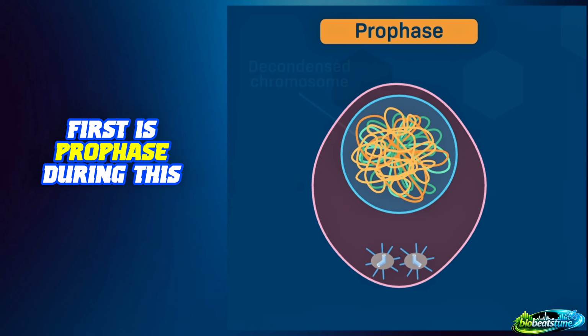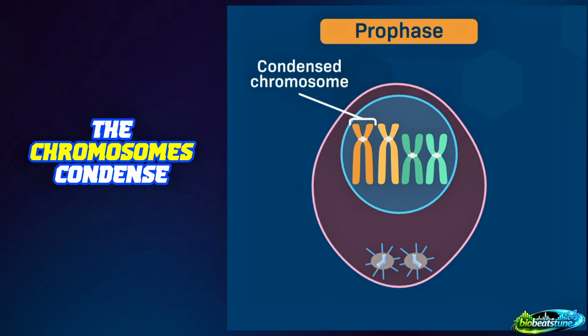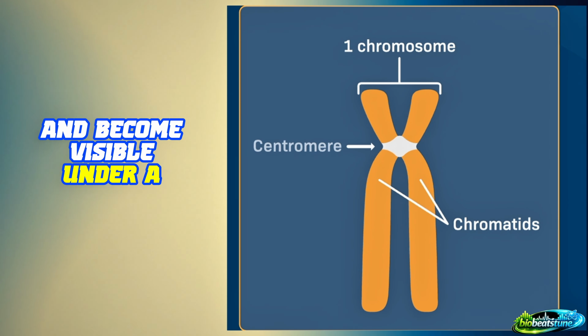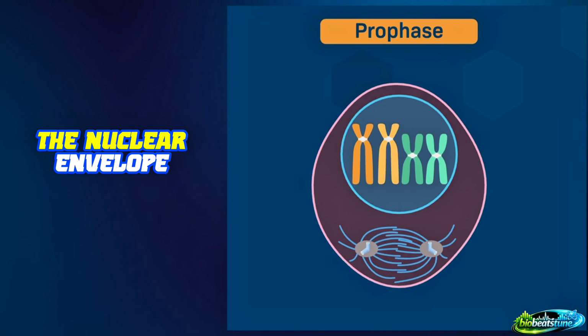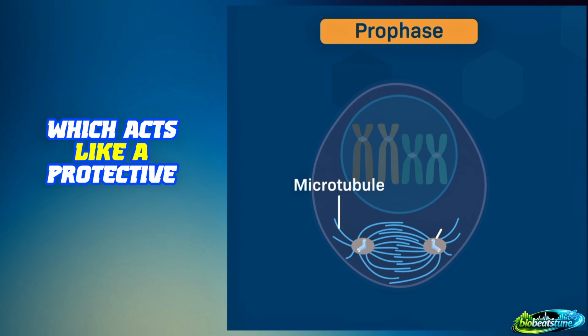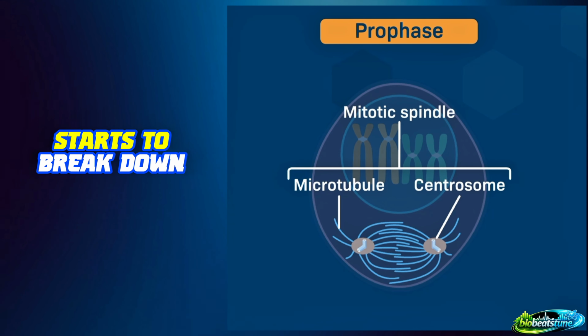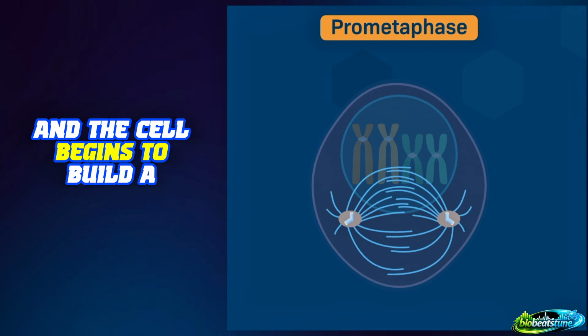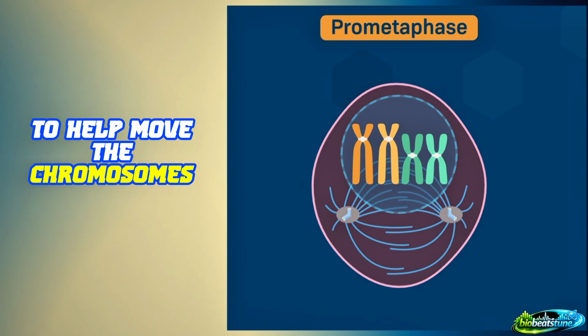First is Prophase. During this stage, the chromosomes condense and become visible under a microscope. The nuclear envelope, which acts like a protective shell around the DNA, starts to break down, and the cell begins to build a spindle to help move the chromosomes around.